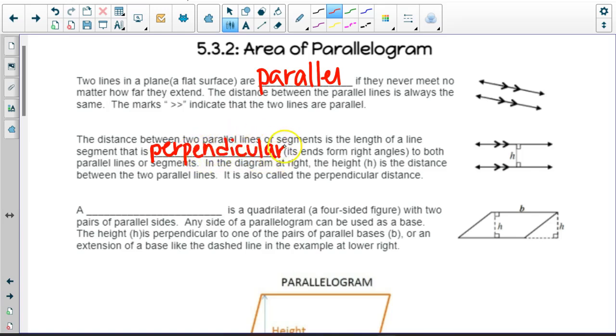Okay, so a perpendicular line is an up and down line and a side to side line. When they meet, they form a right angle. And that is what we call perpendicular lines. When they meet or when they cross, they create a right angle. So those are called perpendicular. Your height on a parallelogram will always be perpendicular to your bases.